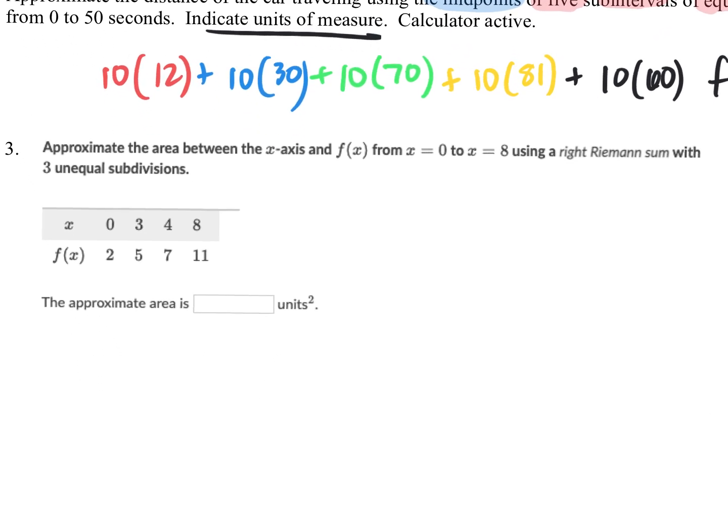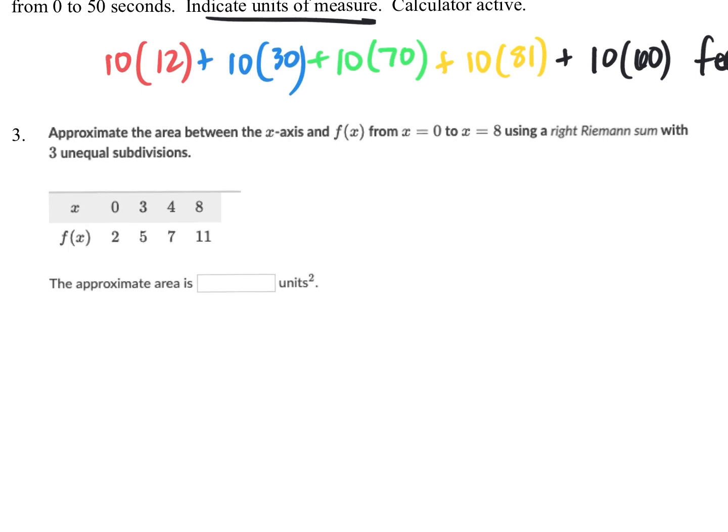A right Riemann sum with 3 unequal subdivisions. What that means is my bases are going to be different. What would the first base be? 3. So that's my first base. We're using a right Riemann sum. So this first rectangle could have a height of 2 on the left, 5 on the right. We're going to use the 5. I'm not ever going to use the 2. What's my next base? 1.